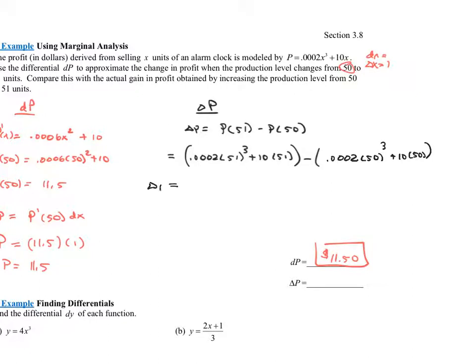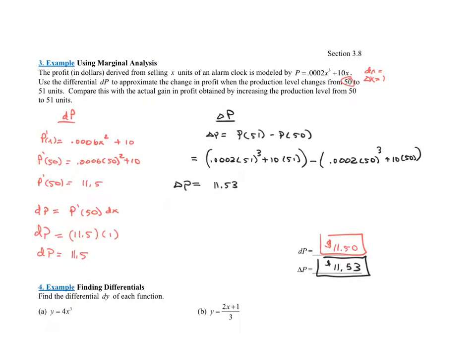Be careful with your parentheses on this one. Let's see what you get. I'm getting a total of 11.53. So our estimated change using differentials was an increase in profit of $11.50. My actual change was an increase in profit of $11.53. Again, very, very accurate here because our change in x was so small.